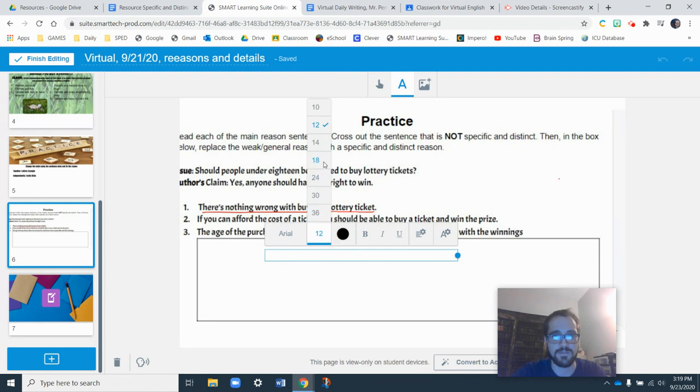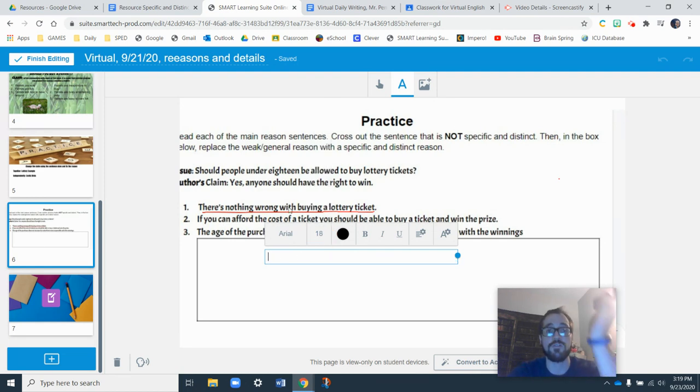I'm going to make this a little bit bigger. I'm going to rewrite it. So the whole question was, in the box below, replace the weak one with a specific and distinct one. Let's make up a new one. Let's give me something that's good. There's nothing wrong with buying a lottery ticket. I can either change this or I can come up with my own reason why kids should be able to buy. People under 18 should be able to have the right to have their own lottery ticket, right?